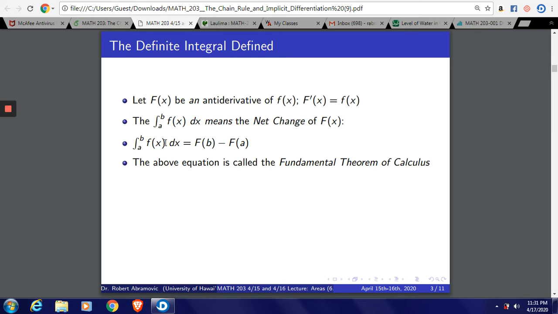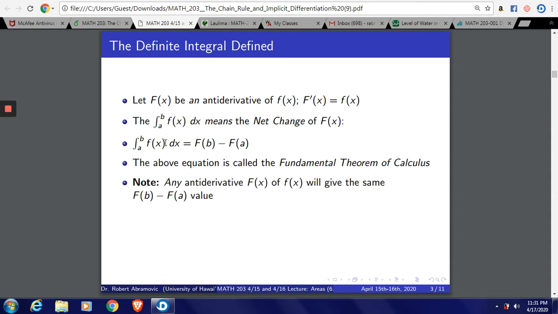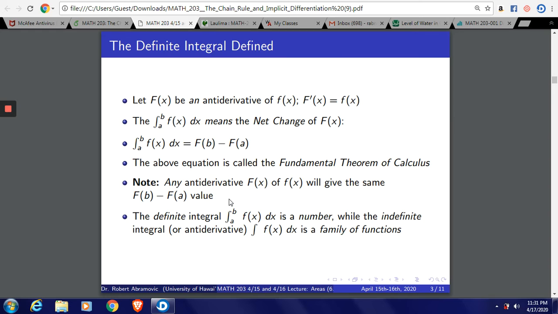The above equation is called the fundamental theorem of calculus. And any antiderivative, capital F of x, will give the same value for the net change, capital F of b minus capital F of a. There's an important difference here.